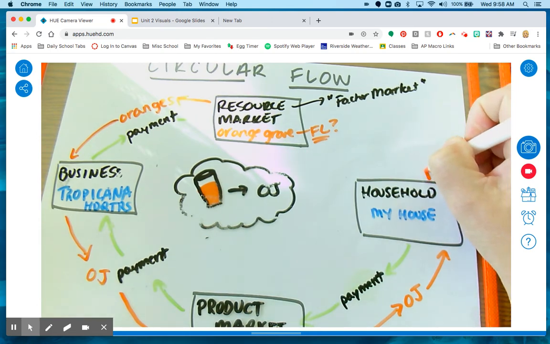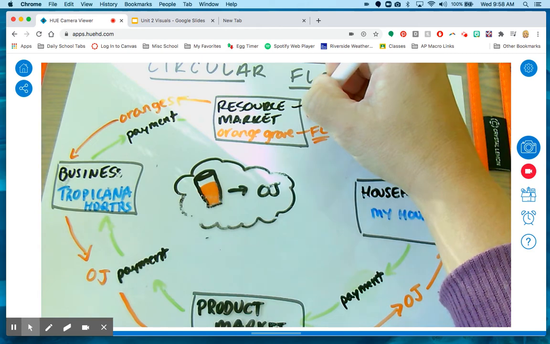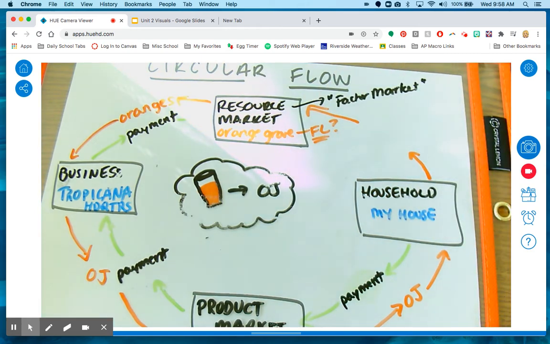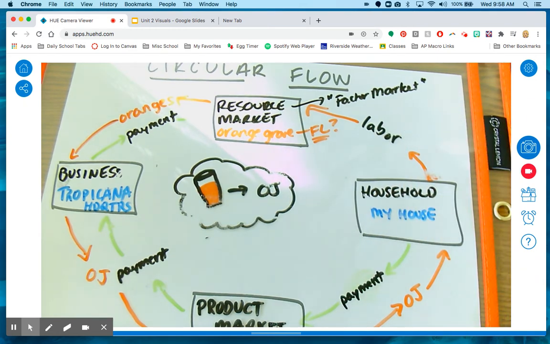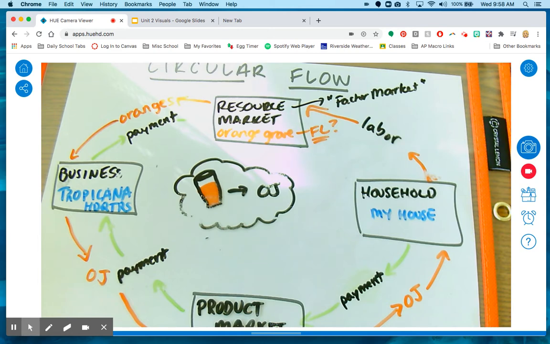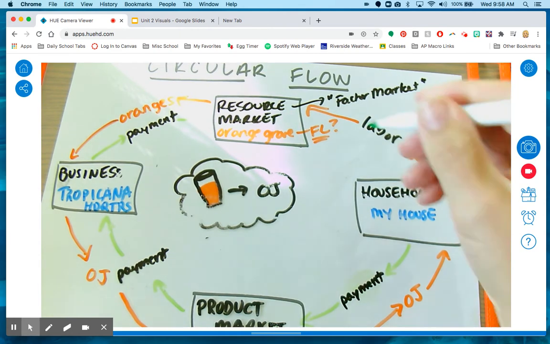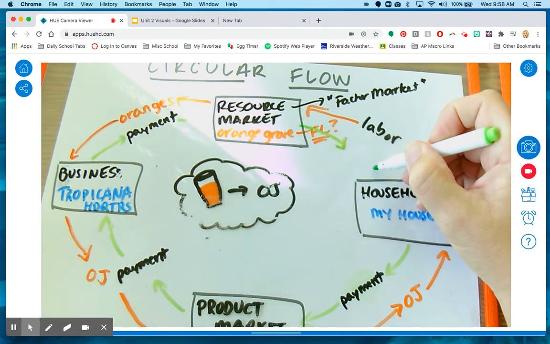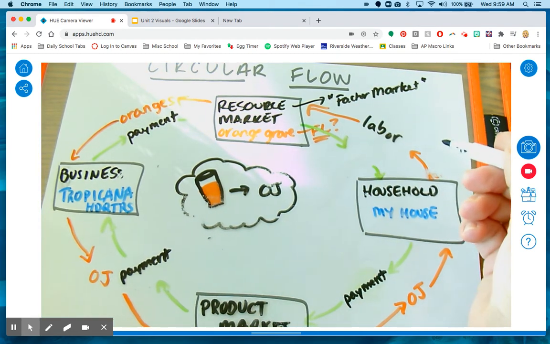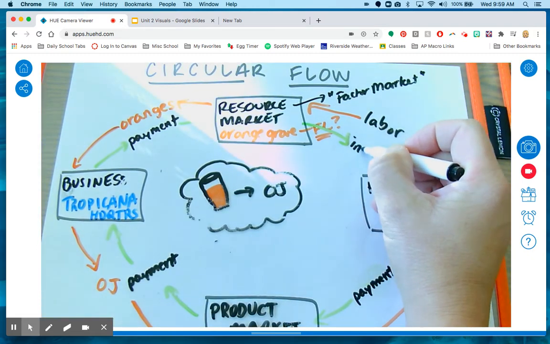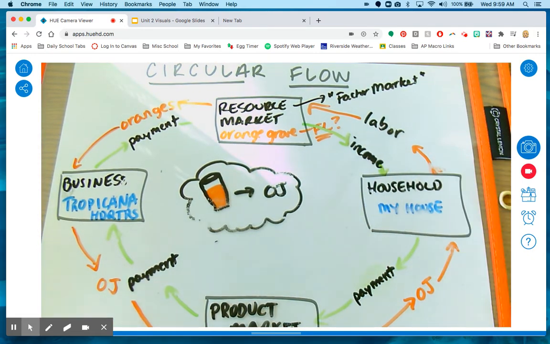So in this circular flow diagram, we're going to put an orange arrow over here, but it's not oranges or orange juice, it's labor. Okay, so somebody's household is providing labor to that orange grove. And in return for that labor, that household is receiving not a payment. I mean, I guess it's a payment, but we really refer to this as income.